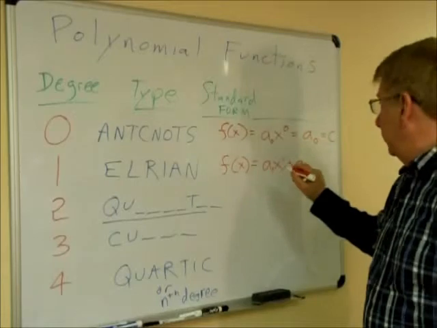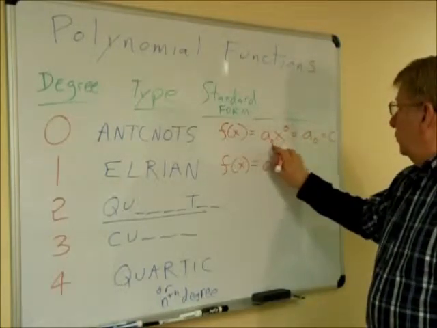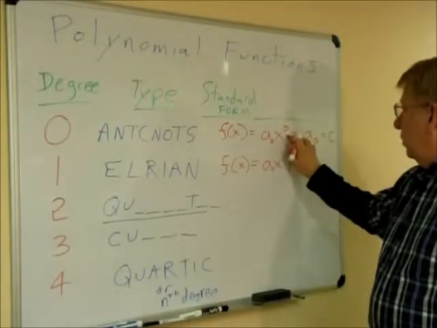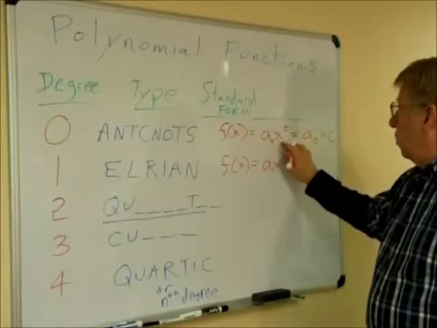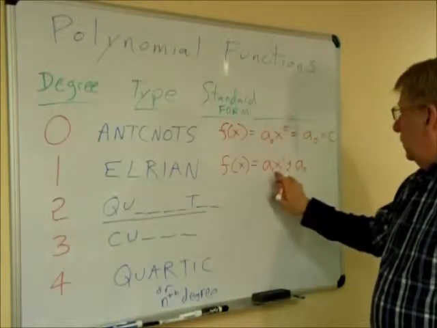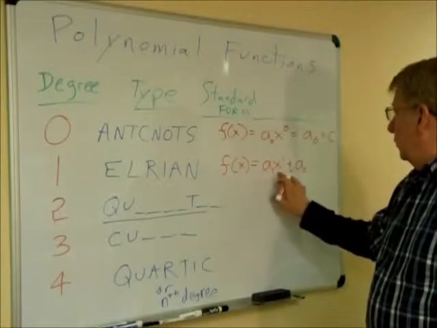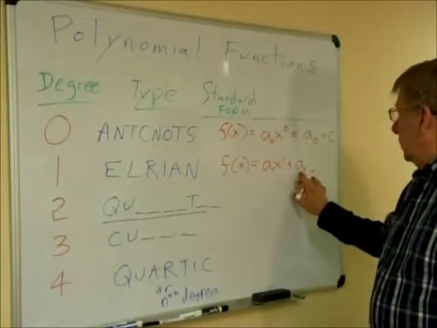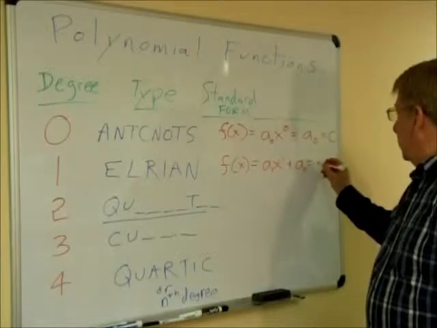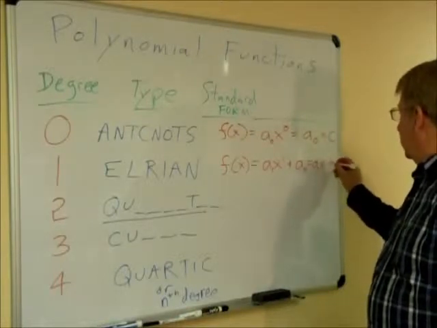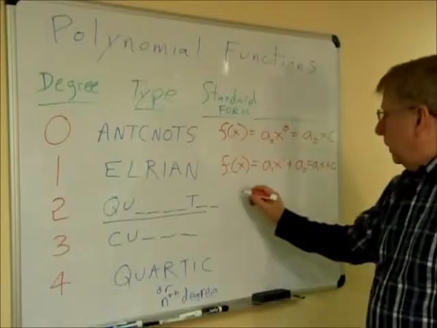Now we get our terminology a little better. So a sub 0 times x to the 0, which x to the 0 is a 1. And here we have the a of the x term coefficient here, and this would be your constant. So another way you could say that would be a sub 1 x plus c.